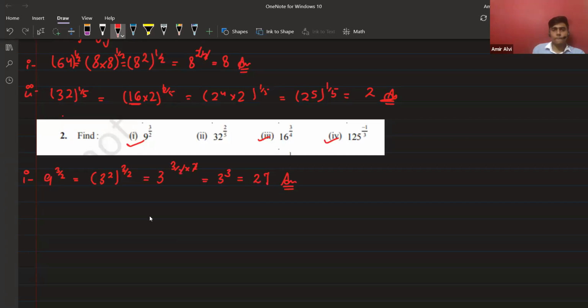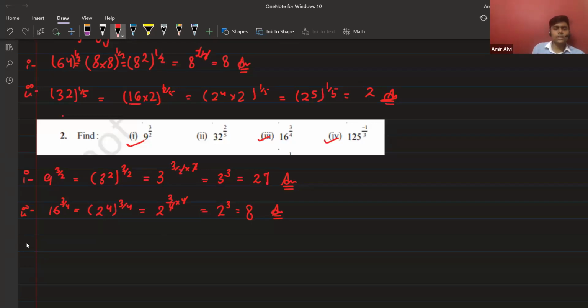Okay. So let's understand the next one, which is 16 to the power 3 by 4. So 16 can be written as, oh sorry, not 4 to the power, 2 to the power 4. Yes. 3 by 4 is the whole power. So these will get multiplied. So 2 to the power 4 into 3 by 4. Yes or no, Simrat? Yes. This 4 will cancel out this 4. You will get 2 to the power 3, which is equal to 8.